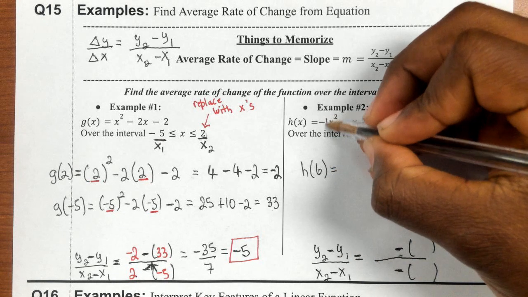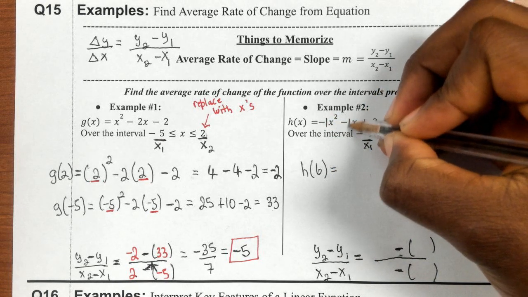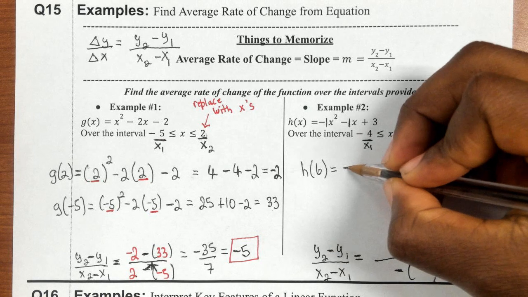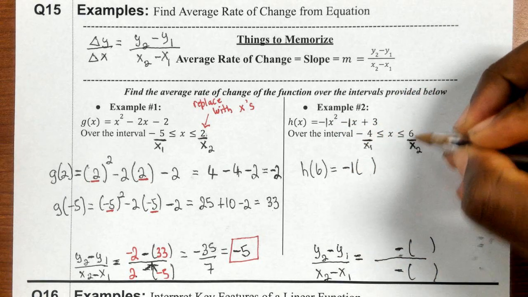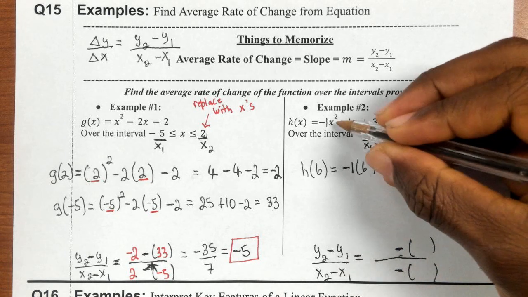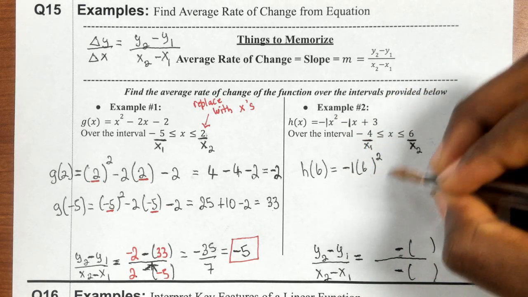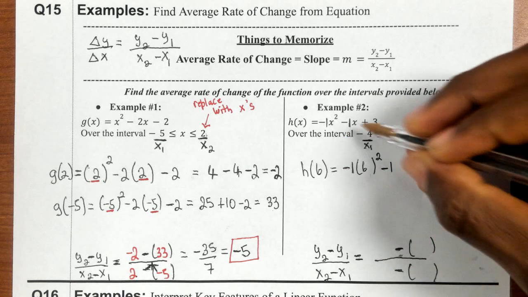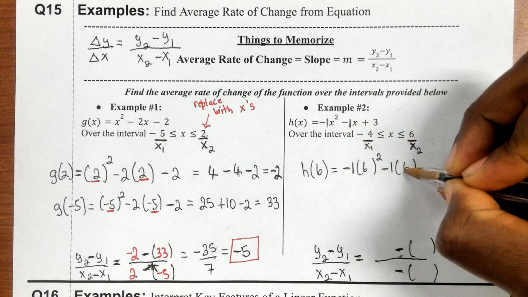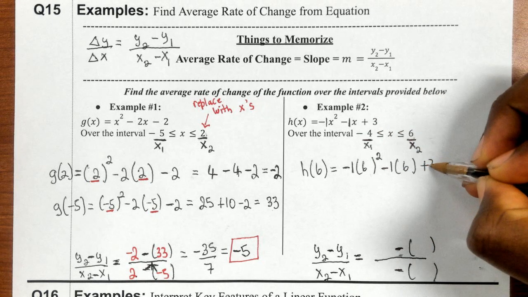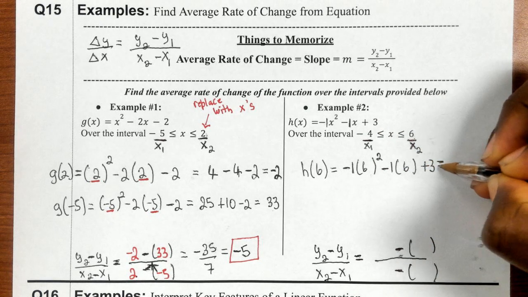So in front of here is a negative 1, the same as in front of here is a negative 1. So I'll write negative 1 instead of x. I'll write parentheses 6. Rewrite the squared. Don't forget to rewrite the squared. Then a negative 1. I see another x, so I write parentheses 6. And then I rewrite my positive 3. Okay? So let's go and let's calculate.